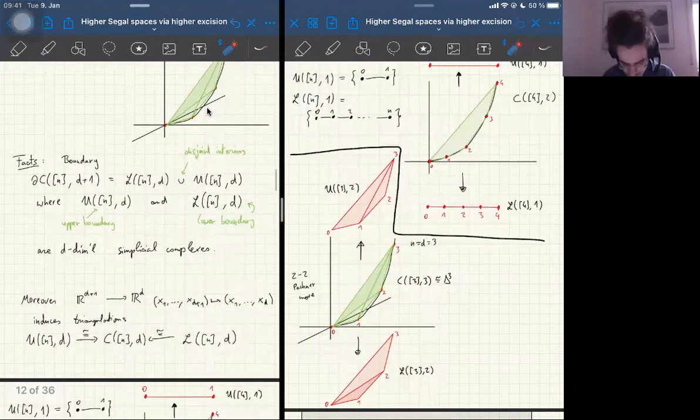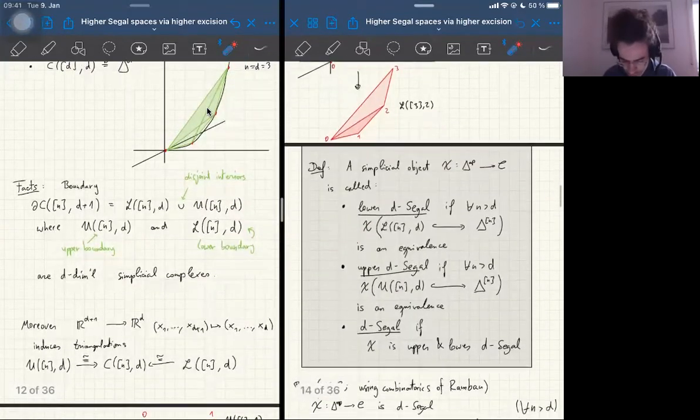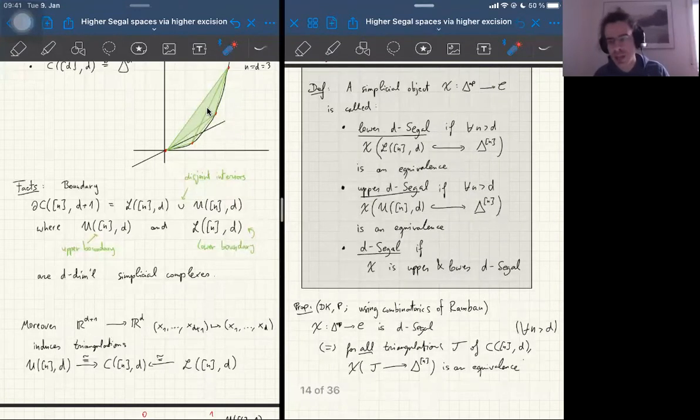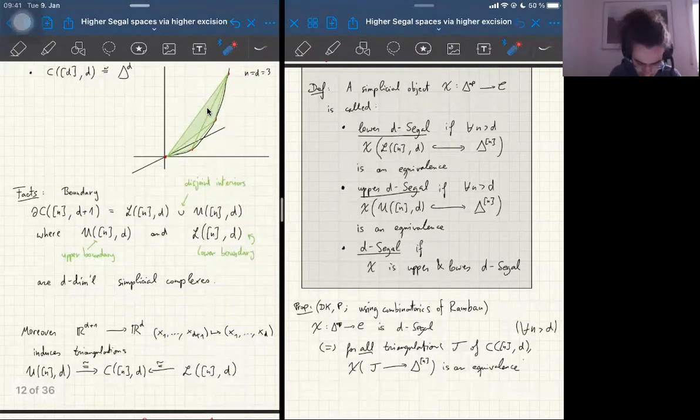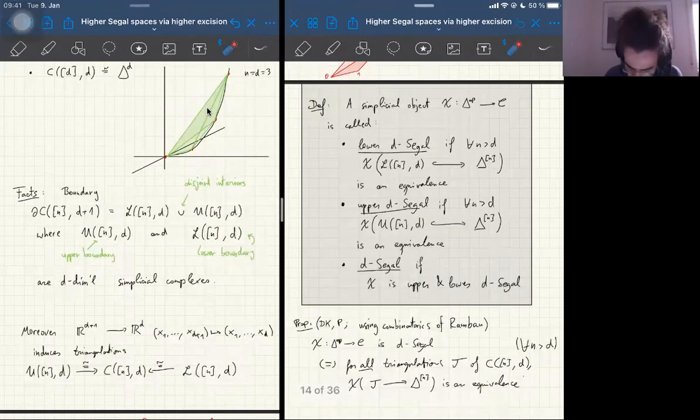And so now using these boundaries, one can define these higher Segal spaces. Note that these boundaries come equipped with a triangulation, just as simplicial complexes. Okay, and so here's the definition. A simplicial object X in some infinity category C, or in some category C, is called lower D-Segal if X sends the canonical inclusion from the lower boundary into the n-simplex to an equivalence, and then upper D-Segal is the same but with the upper boundary.